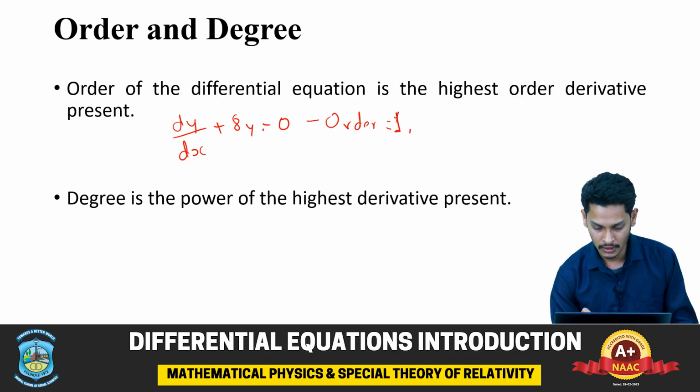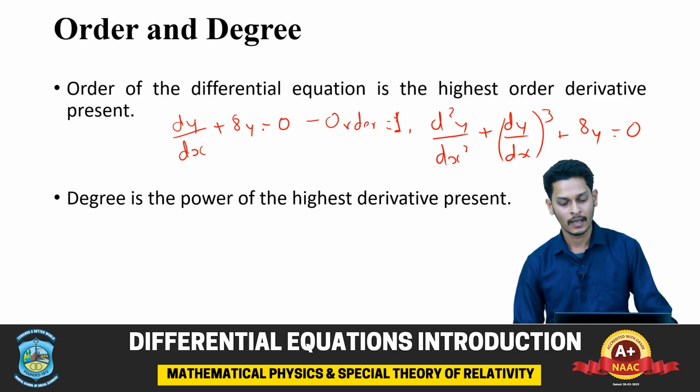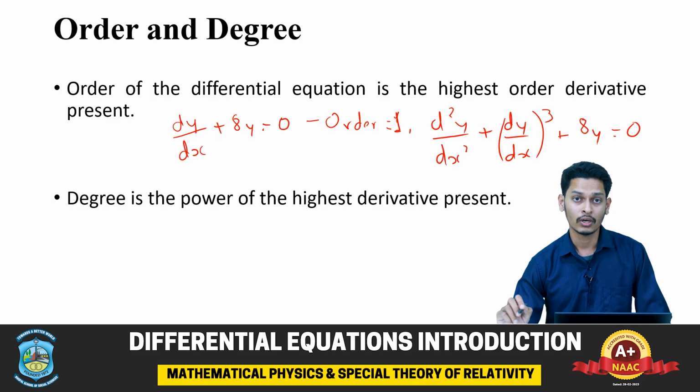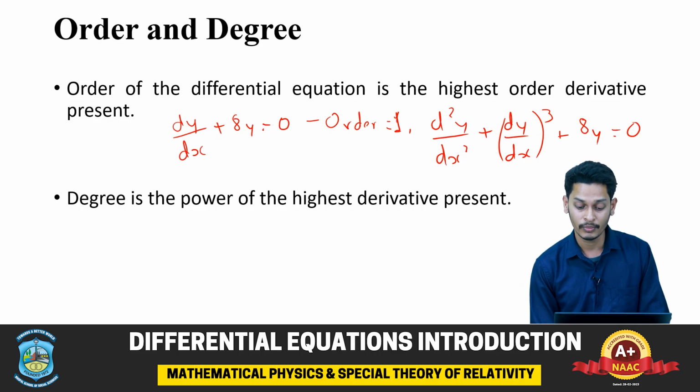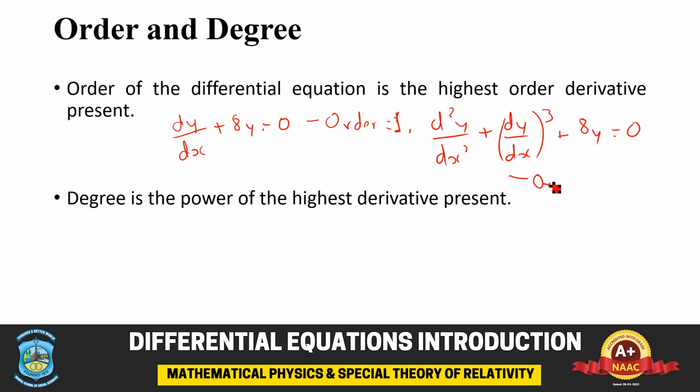Let us take another example: d square y by dx square plus (dy by dx) cube plus 8y equals 0. Now, in this second example, there is a second order derivative, meaning y is differentiated twice, and also there is another term of first order derivative whose power is 3. So, the overall order of this differential equation will be the highest order derivative present, meaning the order will be second, or 2.